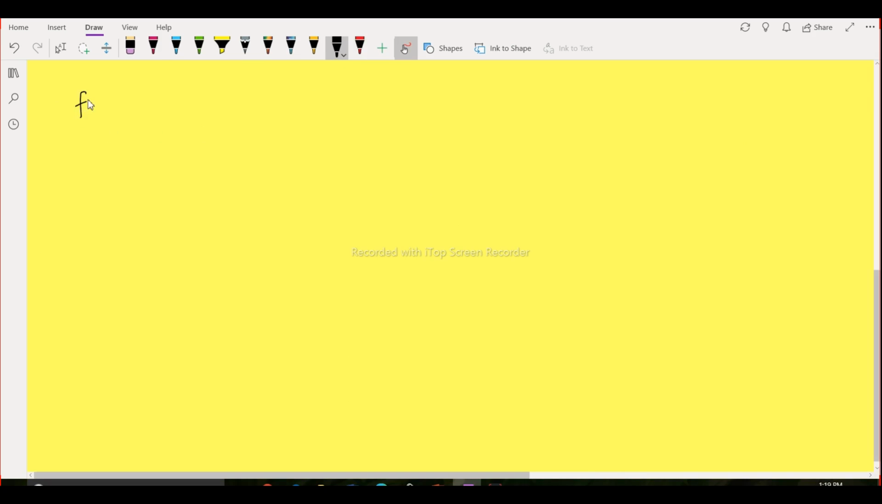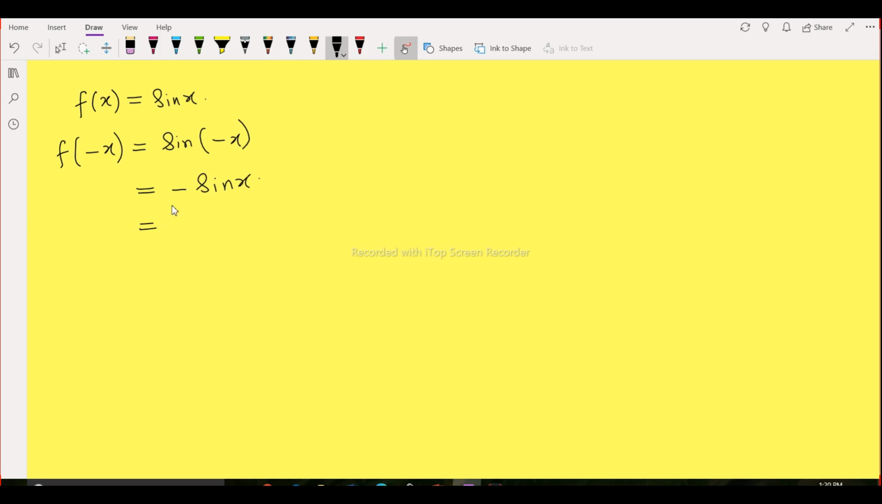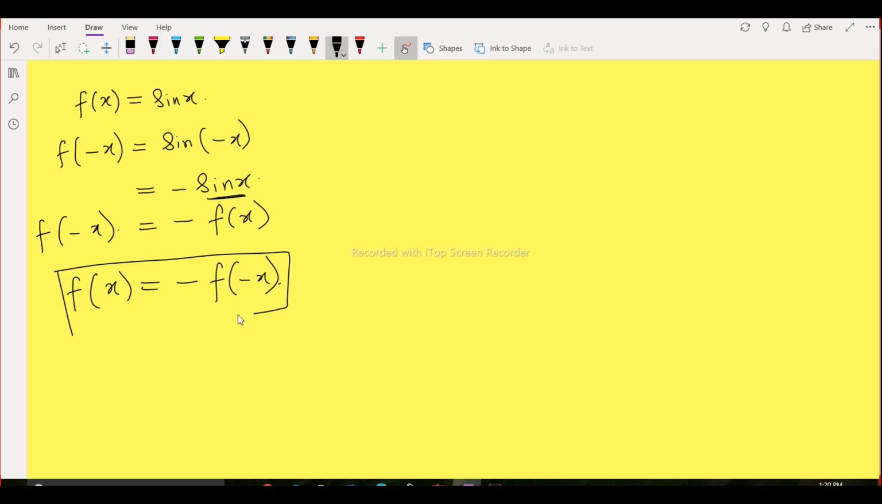Say you have a function f(x) equal to sin x. If I put minus x wherever I have x, I get sine of minus x, and sine of minus x is minus sin x. So f of minus x is actually equal to minus of f(x), so I can write f(x) is equal to minus of f of minus x. Whenever something like this happens, you say that the function is odd.